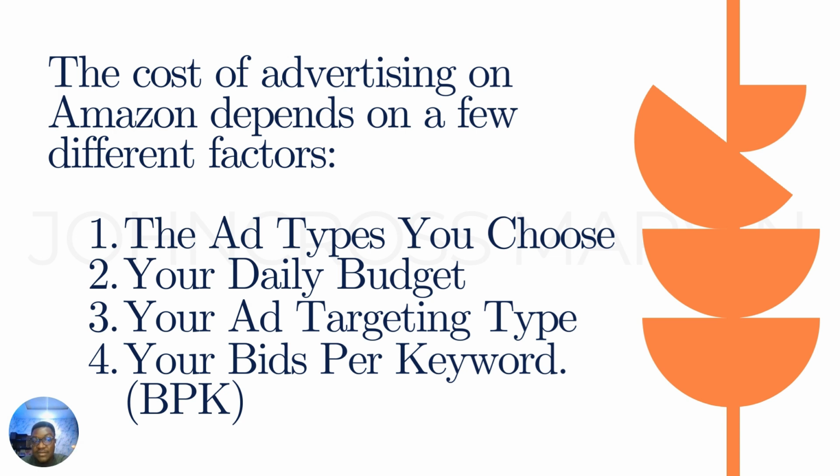The cost of advertising on Amazon depends on a few different factors. There are three factors that determine how much you spend running ads on the Amazon platform: the ad type you choose, your daily budget, your ad targeting type, and your bid per keyword, which is called the BPK. You understand? So all of these factors determine how much you spend on Amazon ads.